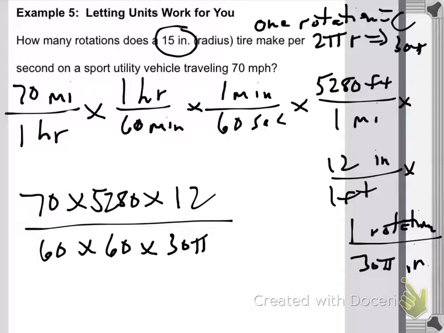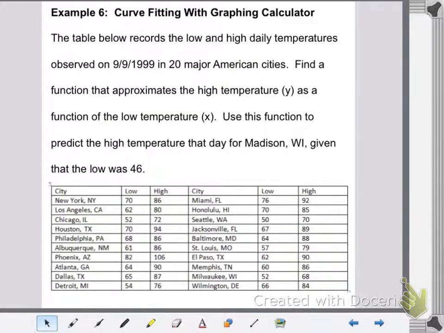Okay? All right. So if I do that, I get roughly 13.07 rotations per second. That's pretty good. All right, so we have to use conversion factors there. Miles per hour, hours and minutes, minutes and seconds, feet and miles, inches and feet, rotations and inches. Okay. Last one.